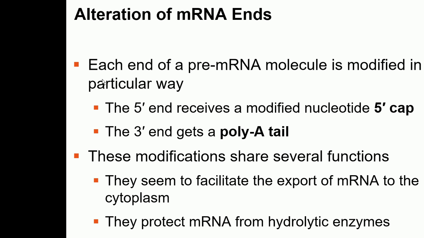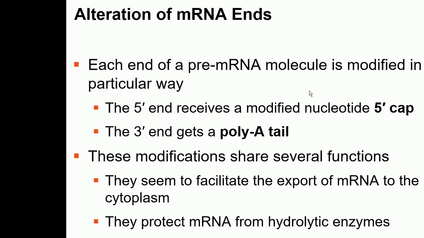So what's a poly A tail? It's basically a stretch of A's. What is A? It's adenine. So on the 3' end there is addition of adenines, and it forms a kind of tail. So it's called a poly A tail. And on the 5' end there is addition of a nucleotide which is a modified form of guanosine, which is added on the 5' end of the mRNA.